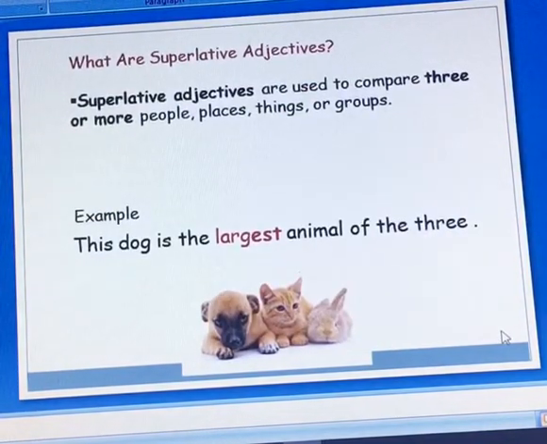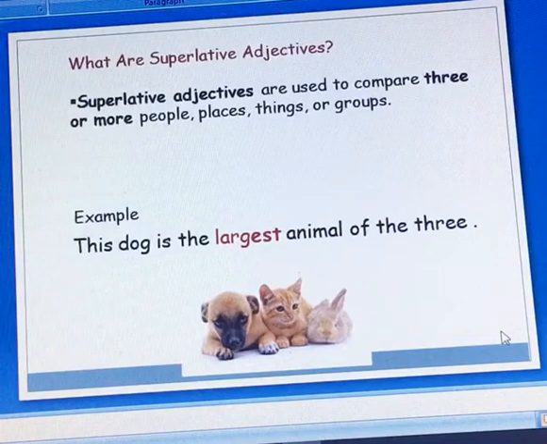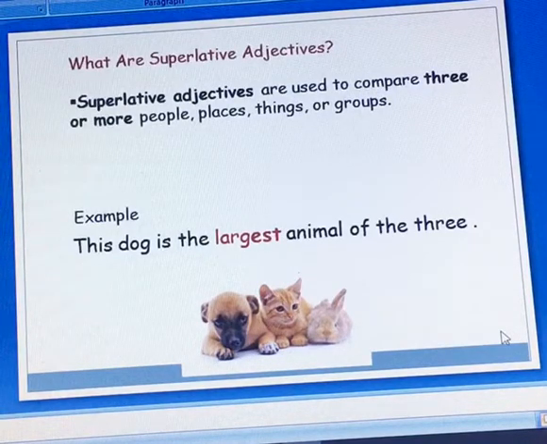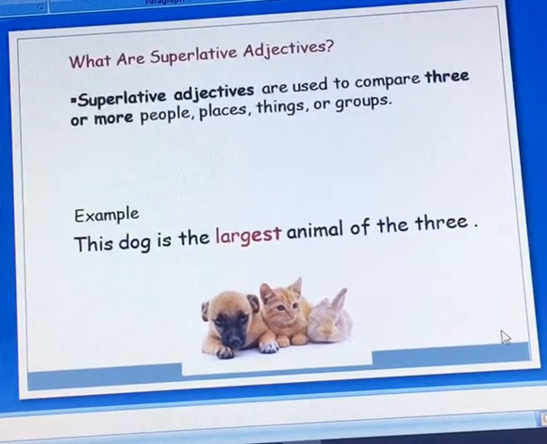What are superlative adjectives? Superlative adjectives are used to compare three or more people, places, things, or groups. For example, this dog is the largest animal of the three. Largest is the superlative adjective.